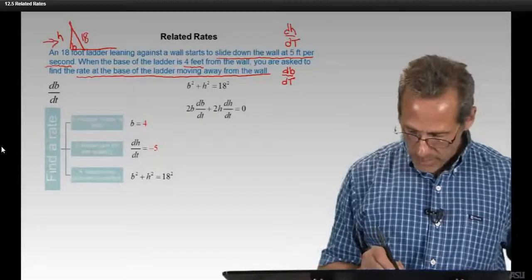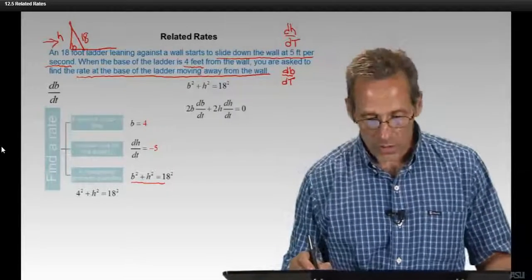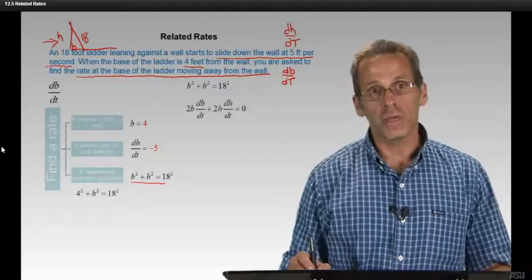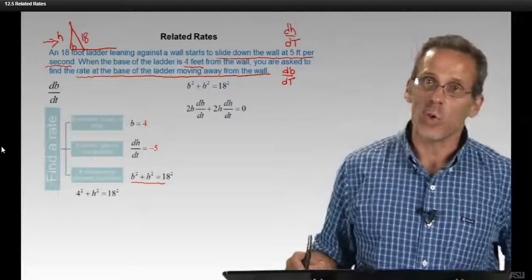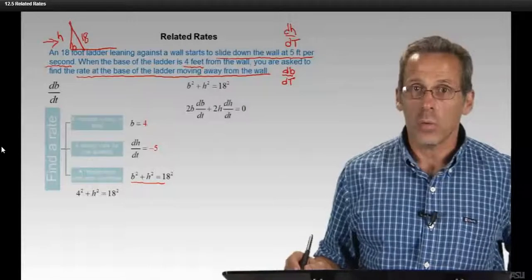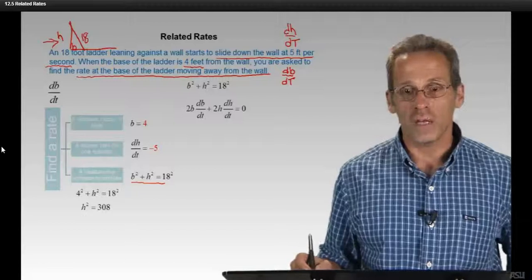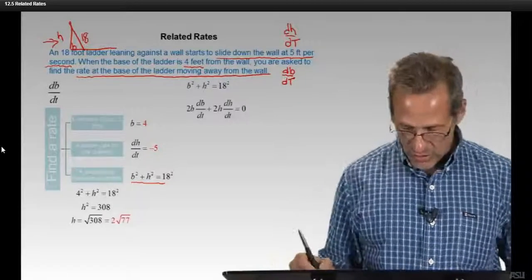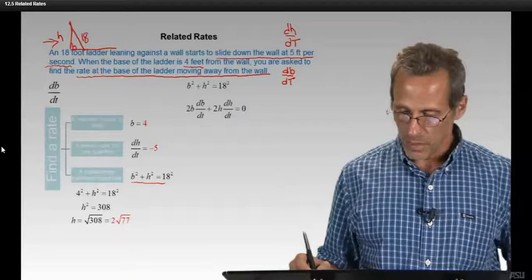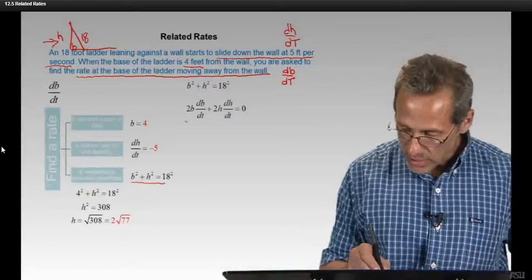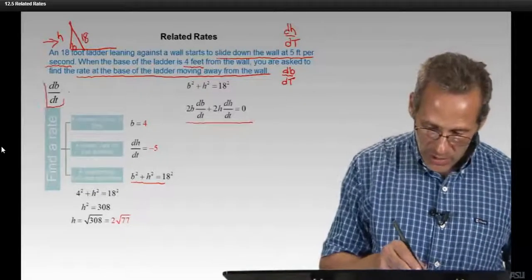So we go back to our Pythagorean identity and say to ourselves, we're freezing this moment when the base is 4. So we substitute 4 in for b, and now we can find h. At the moment we froze in time, when the base is 4, there is a relative height. We'll solve for h squared. 18 squared minus 4 squared is 308. We'll take the square root of both sides, and after reducing, we get 2 times the square root of 77. Now we have all the variables in our equation, except for the rate we need to find, dB dt.